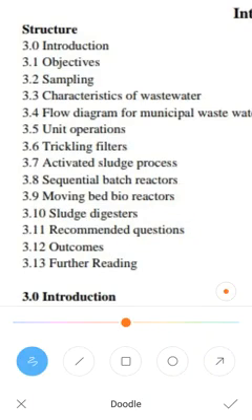Next, let's see about the third model. In this third model, we will study the municipal wastewater treatment units. In these units, first we'll study the introduction to municipal wastewater treatment. After that, we'll see what their objectives are.